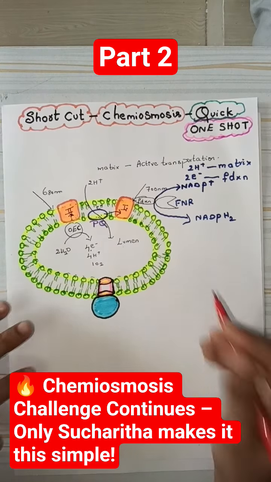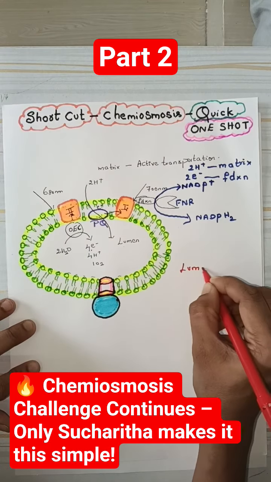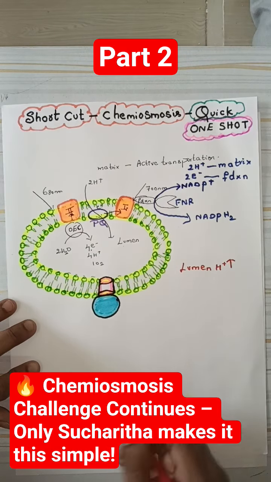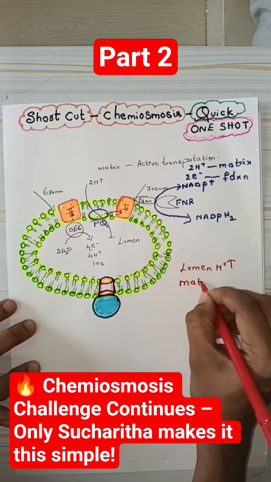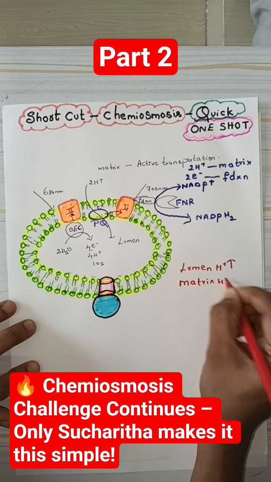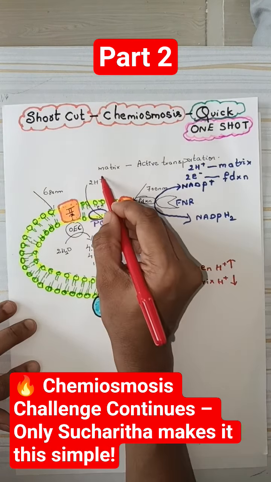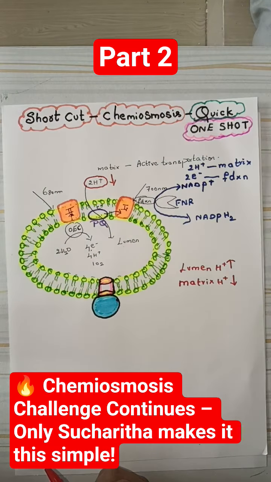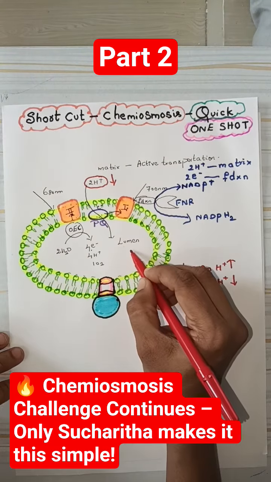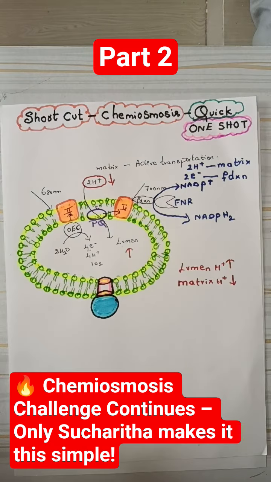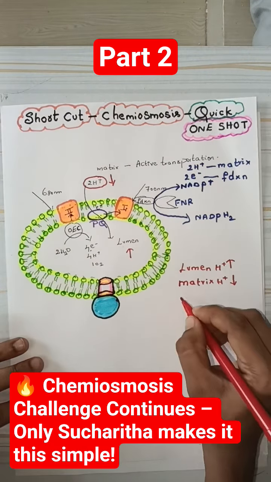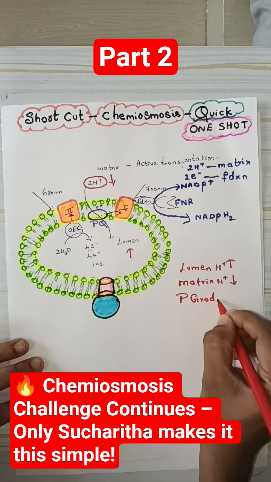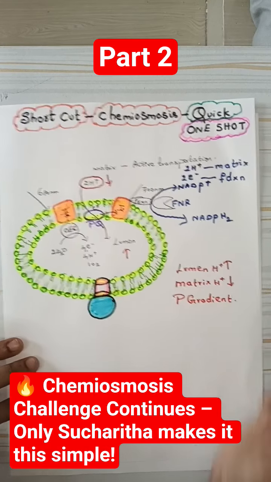Now I'm just going to show you in the lumen. I'm making it very clear. The proton concentration has been increased in the lumen. In the matrix, the proton concentration is decreased. Can you see here? The proton concentration in the matrix is decreased and the proton concentration in the lumen is going to be increased, which is going to create the proton gradient. Yes, I'm going to call this one the proton gradient.